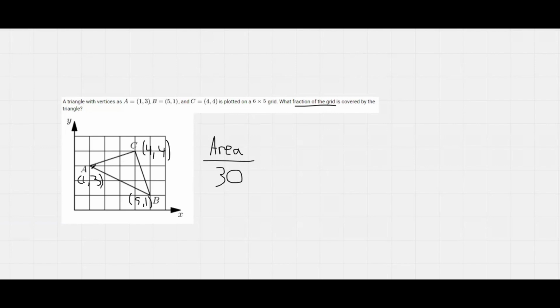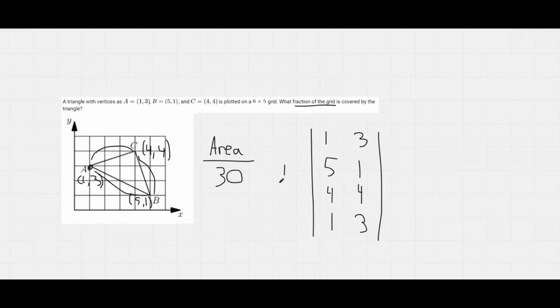So let's start with A and write down 1 and 3, and then proceed counterclockwise and write down 5 and 1. Next, we go on with C and write down 4 and 4 into our list. And then include A again at the very end. So you need to remember to take the absolute value of all of that and then multiply it by 1/2.